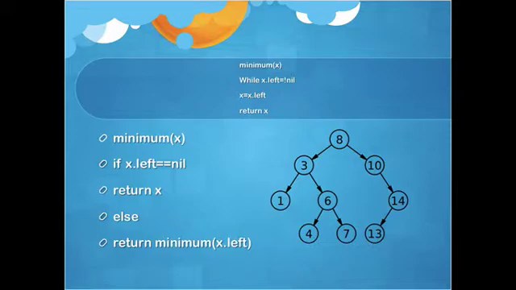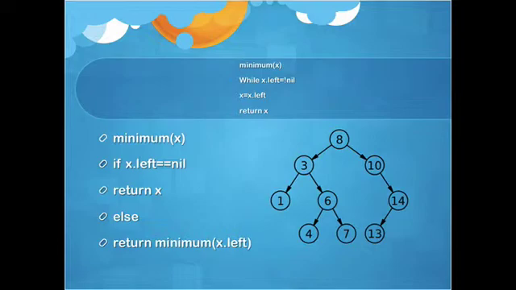So the minimum is the same thing. I have my ground and my else. This time it is the same thing, but the opposite, because I am looking for my minimum. My minimum value is in the leftmost position, because on the left is a value less than my node.